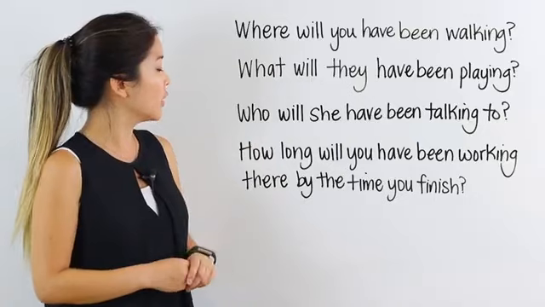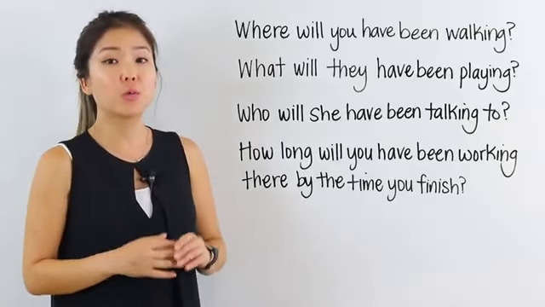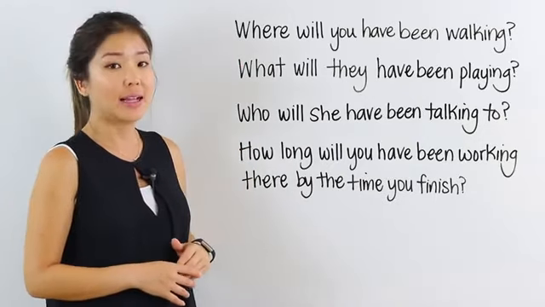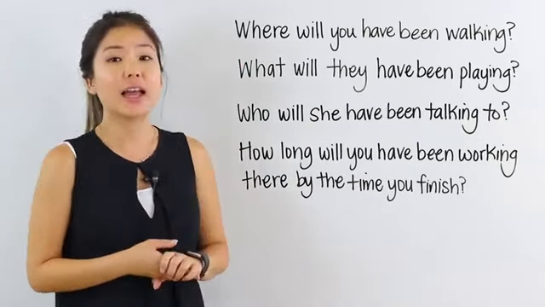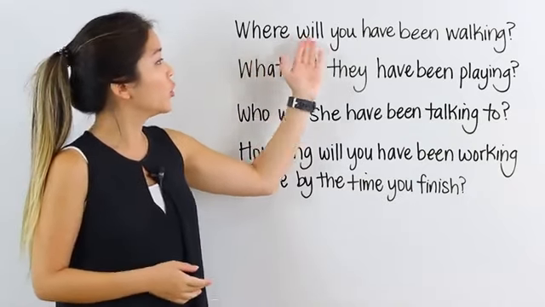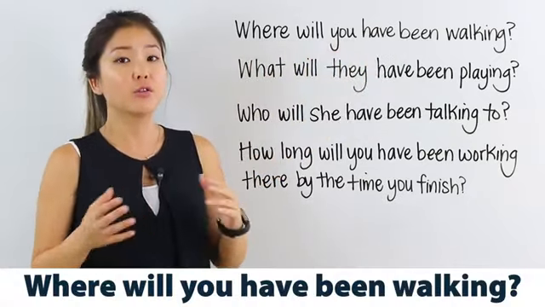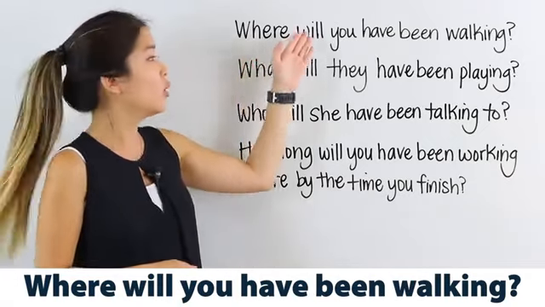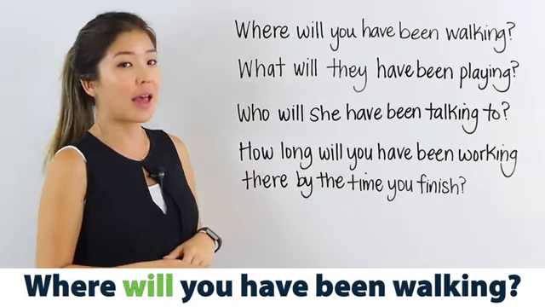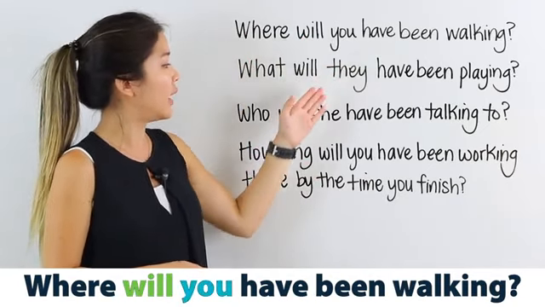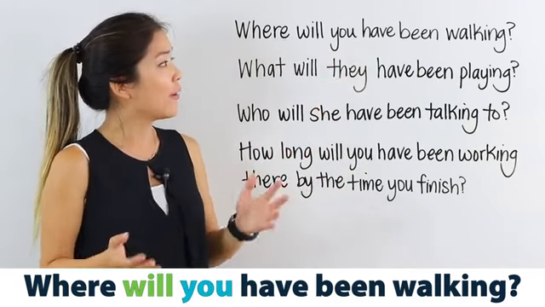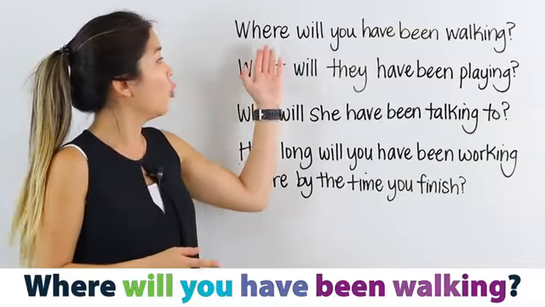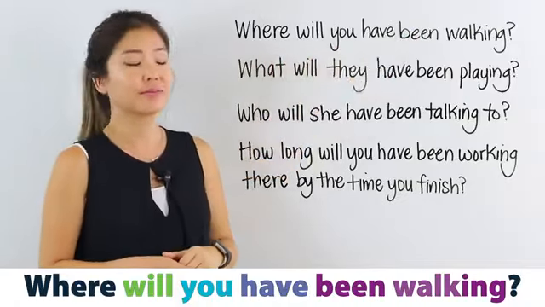Take a look at the board. All of these questions begin with a WH word. Where, what, who, and how long. Take a look at the first question. Where will you have been walking? To form a WH question, we start with the WH word, then will. After that, we add the subject, you, they, she, and you. After that, we add have been, verb-ing. Where will you have been walking?